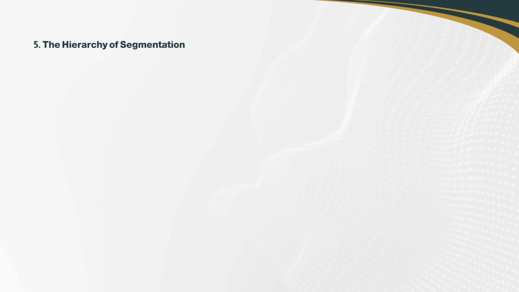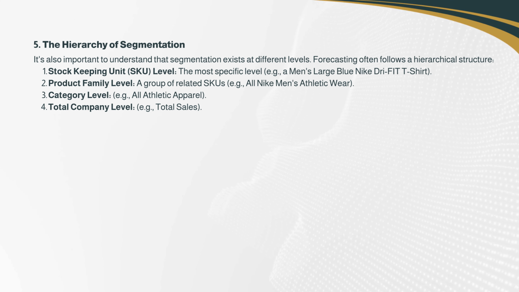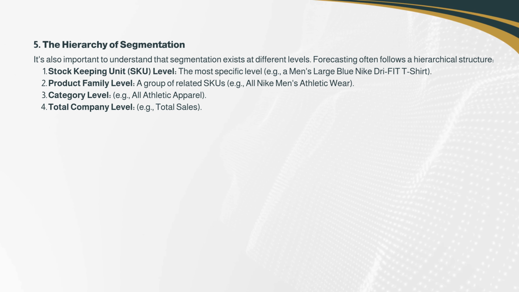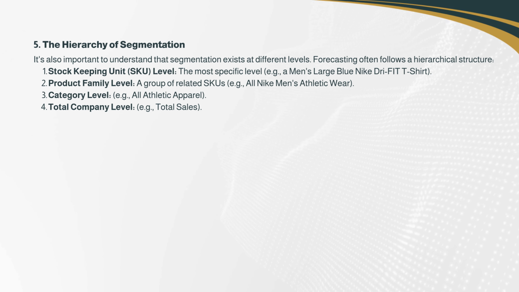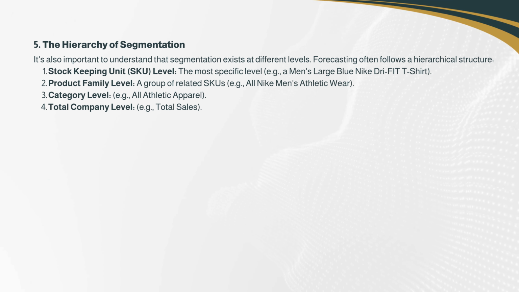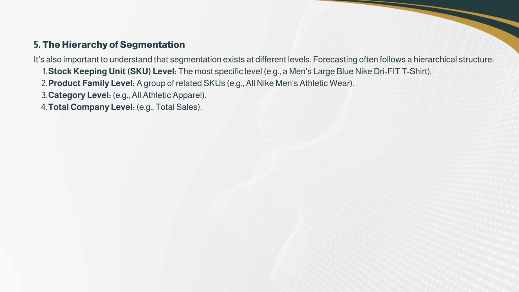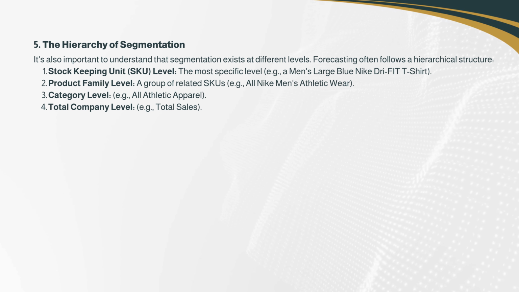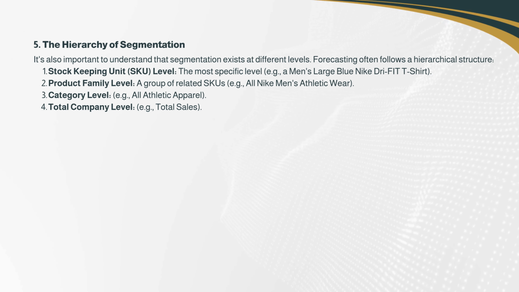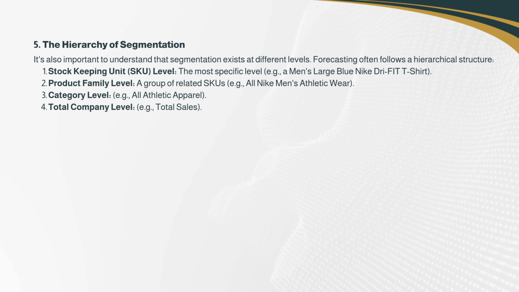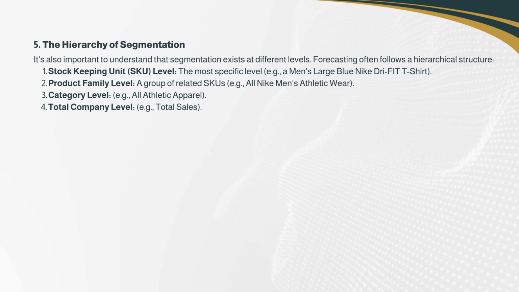5. The hierarchy of segmentation. It's also important to understand that segmentation exists at different levels. Forecasting often follows a hierarchical structure. Stock-keeping unit, SKU, level. The most specific level, e.g., a men's large blue Nike dry fit t-shirt. Product family level. A group of related SKUs, e.g., all Nike men's athletic wear. Category level, e.g., all athletic apparel. Total company level, e.g., total sales.